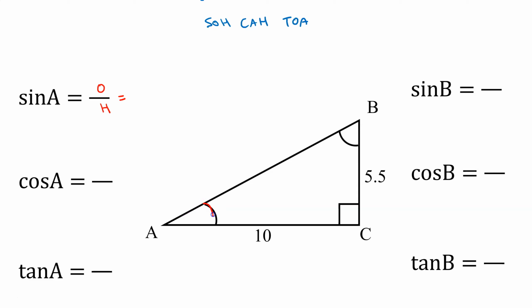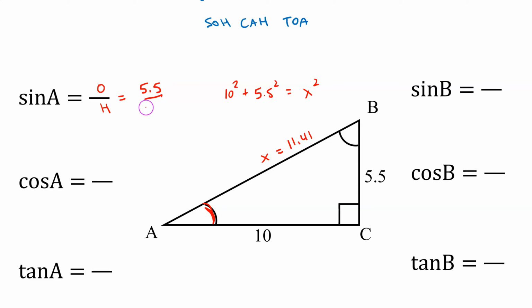So here's angle A. Opposite is 5.5. Hypotenuse, oh, we're not given that, but we know two of the three sides. So we can use the Pythagorean theorem. 10 squared plus 5.5 squared equals x squared. And when you solve that out, you end up with x equals 11.41.